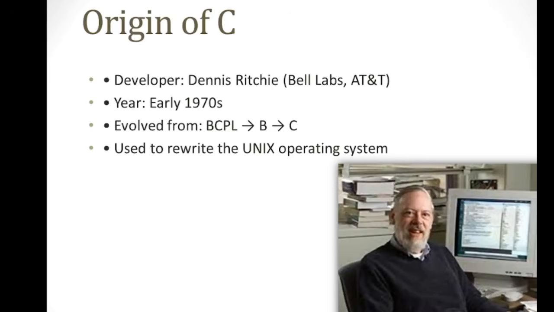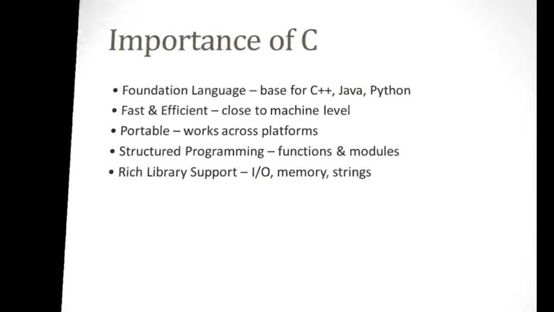Origin of C. C was developed by Dennis Ritchie at Bell Laboratories in the early 1970s. It evolved from earlier languages BCPL and B and was first used to rewrite the Unix operating system. This made Unix faster, more efficient and portable across different machines, a major milestone in computing history.